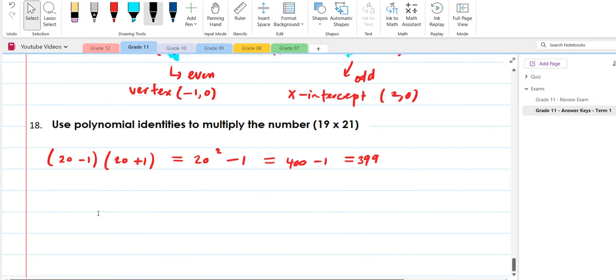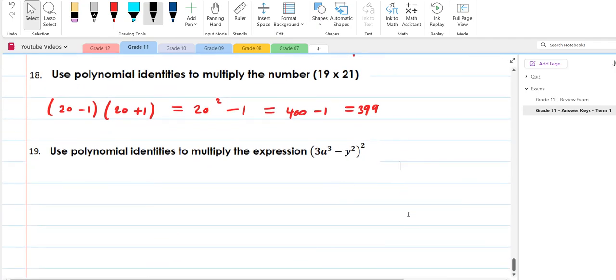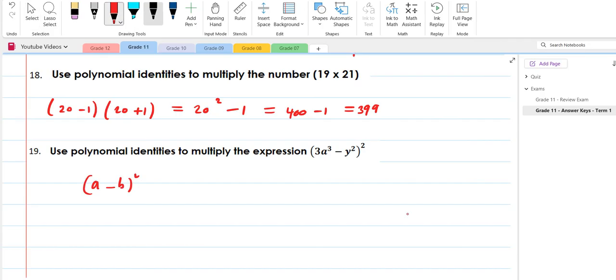Question number 19. Now we are squaring a binomial, so we know the rule for squaring a binomial, which is (a minus b) all squared, which is a squared minus 2ab plus b squared. In this case it will be minus here because there's a minus there. So your a is 3a cubed here, and your b is your y squared here.